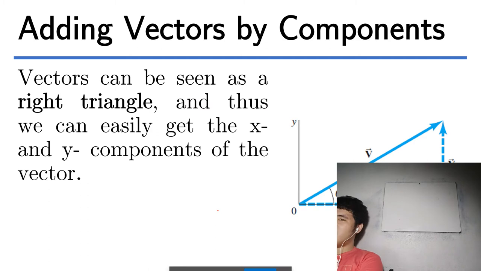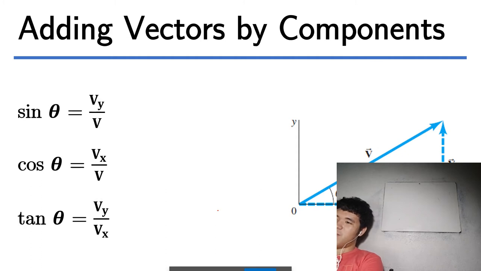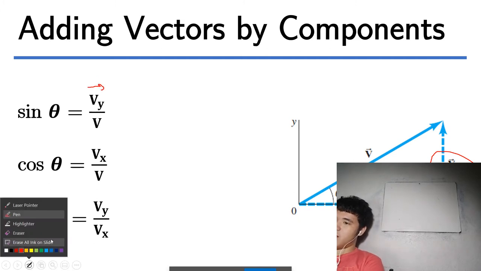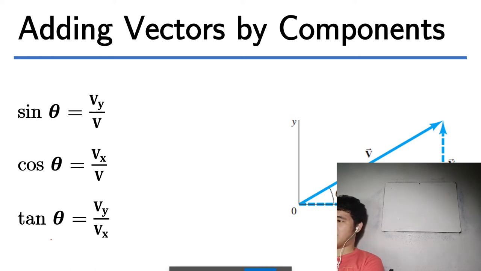Kaya ako nagturo ng right triangle trigonometry kanina. Can be seen as a right triangle and thus we can easily get the x and y components of the vector. Paano yun? Diba? Remember that sine theta equals opposite over hypotenuse. By the way, we are just talking about the magnitudes, no? Magnitudes na yung pinag-uusapan natin dito. Okay? Direction mamaya pa yon. Kaya wala silang arrow dito, no? Kasi magnitudes yan. So, kung naman yung measure nila, yun yung isa-substitute dyan.